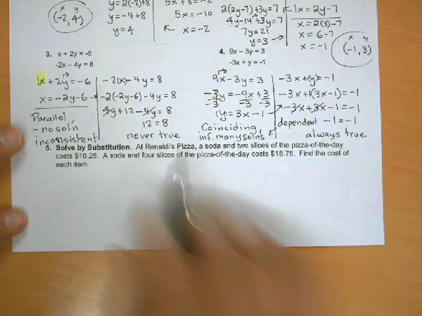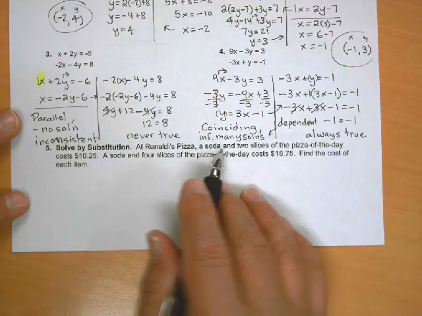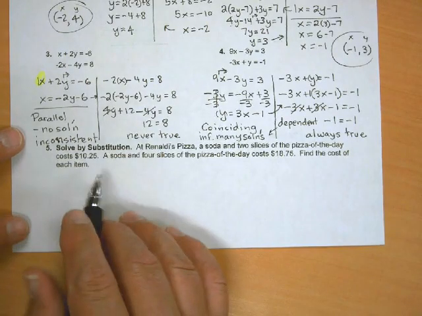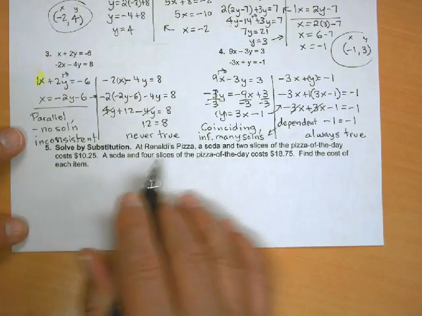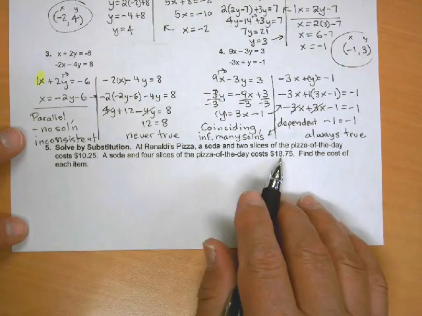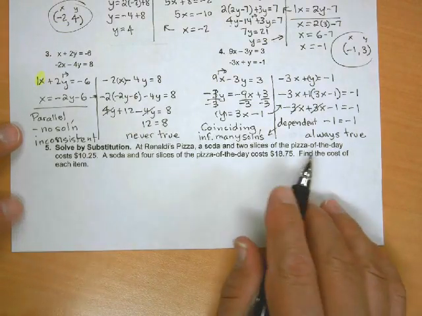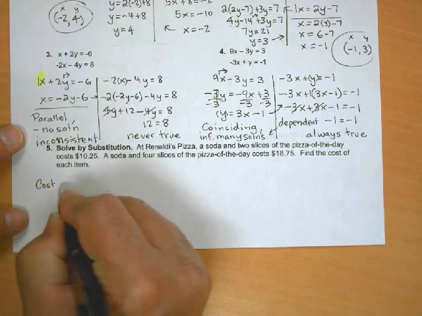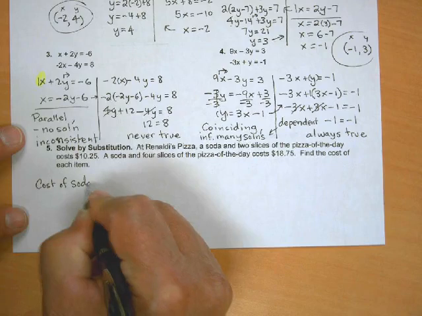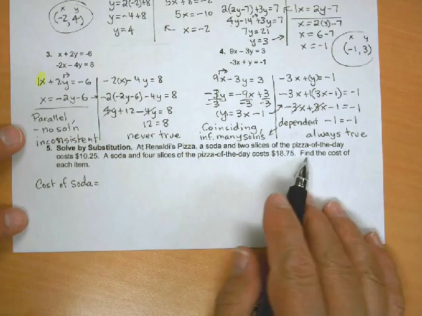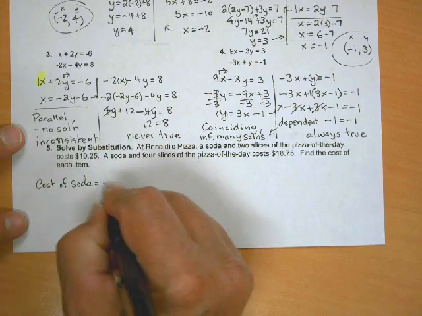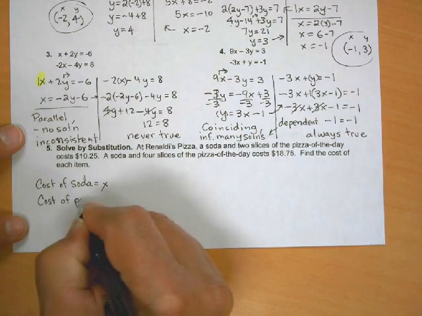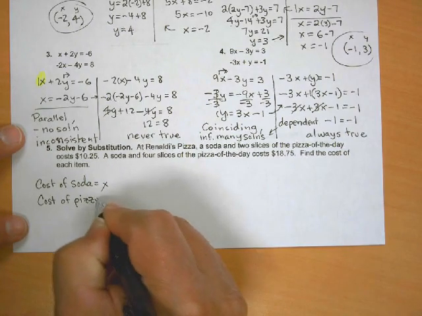At Rinaldi's Pizza, a soda and 2 slices of pizza of the day costs $10.25. If you buy instead a soda and 4 slices of pizza, it's $18.75. So you're supposed to find the cost of each item. So we're looking for the cost of a soda. And I'm going to the end to find that out. I'm looking for the cost of each item. Cost of a soda, I'll call that X. And the cost of a pizza slice, I'll call that Y.